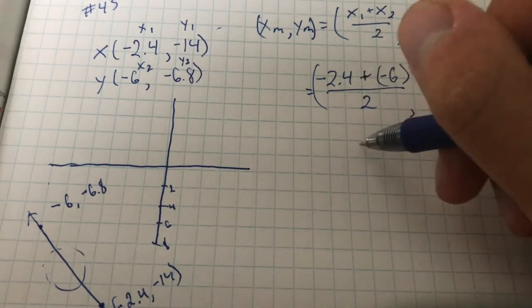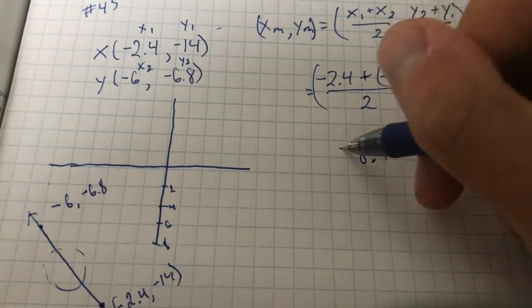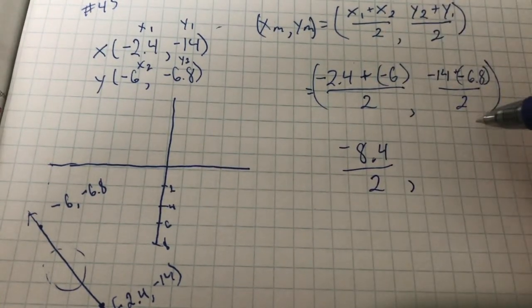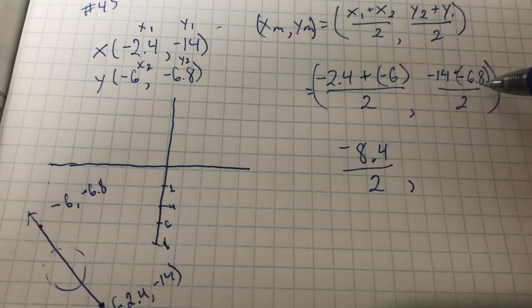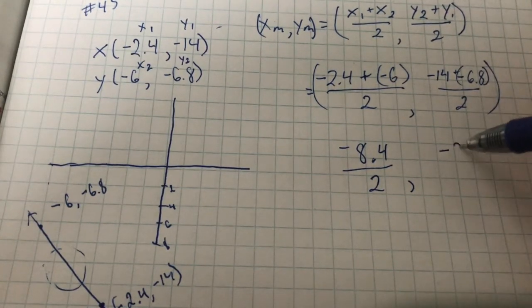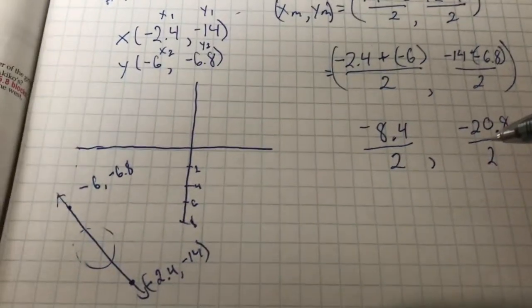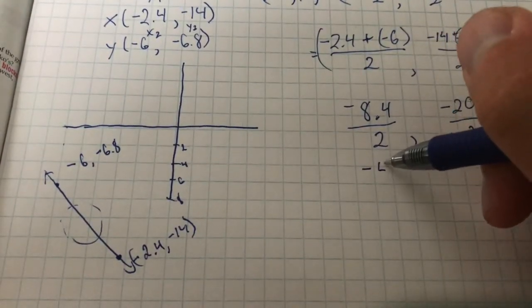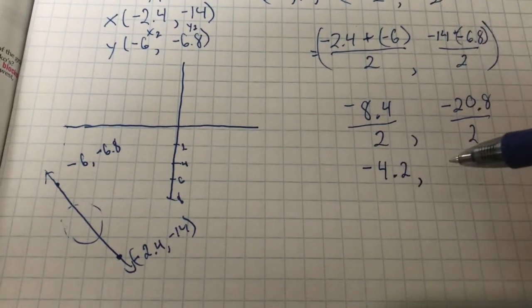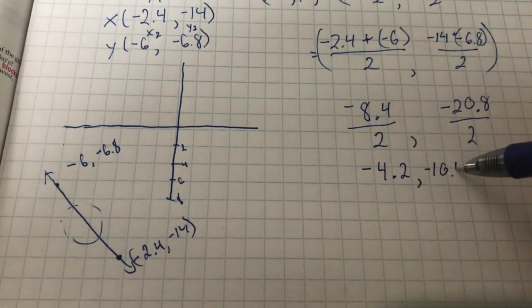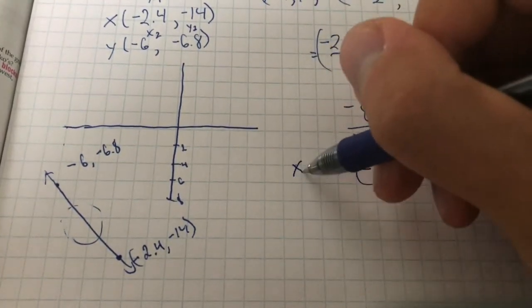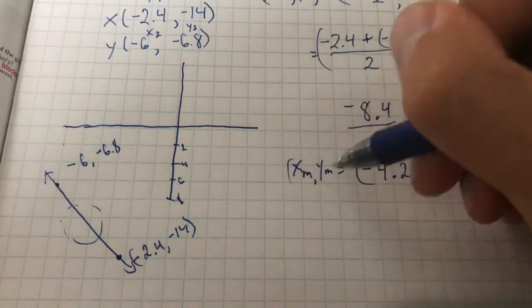Plus negative 6. Negative 14 plus negative 6.8. If we combine these, we're going to get negative 8.4 over 2. And negative 14 minus 6.8 is going to be negative 20.8 over 2. Let's simplify a little bit, and we get negative 4.2, comma, negative 10.4. So this is going to be our xm, ym.